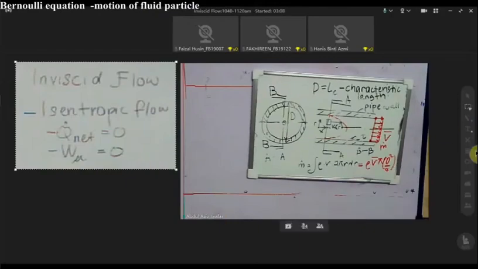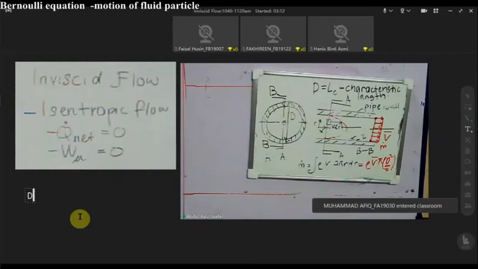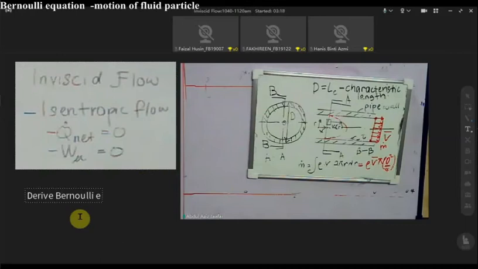Our goal here is to derive the Bernoulli equation, and we're going to have a quiz related to the Bernoulli equation.